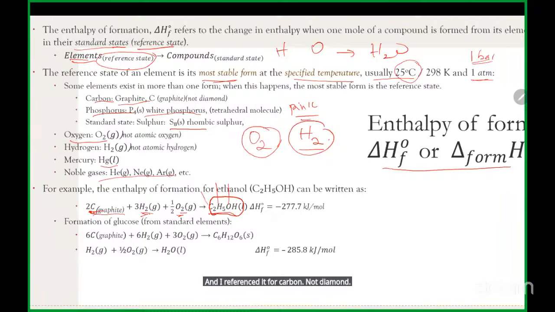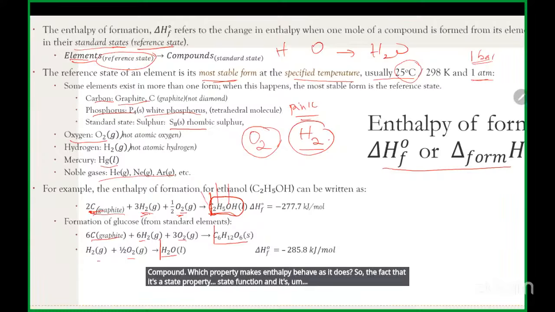Somebody asks, is it important to write states of matter? Absolutely, it is very, very important. And this is for glucose, H, oxygen. This is for water. So it is for the formation of 1 mole of that compound. Which property makes enthalpy behave as it does? So the fact that it's a state property, state function, and it's extensive property.